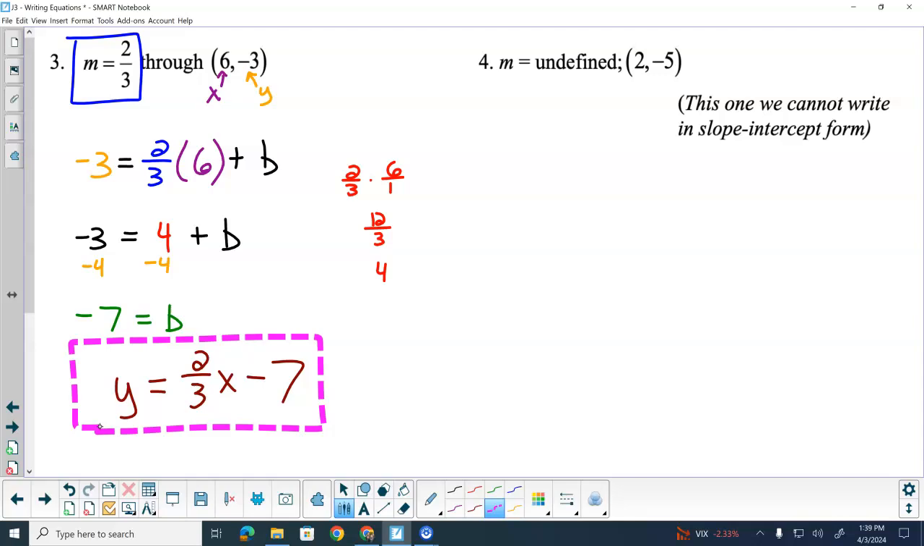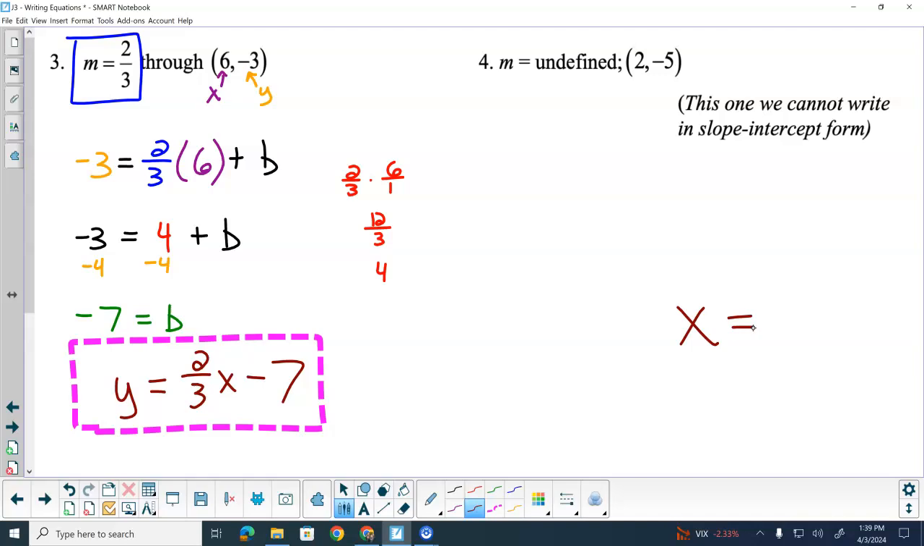Okay. So we just learned earlier today, vertical would be only x. Okay. So vertical is only x, right? Okay. So the answer here is going to be x equals something.